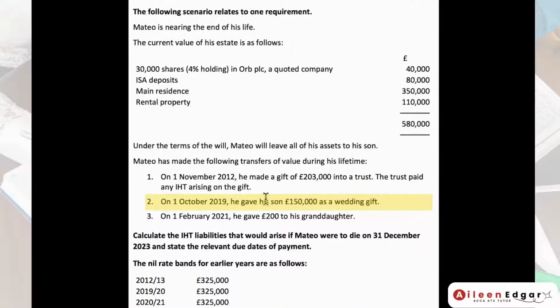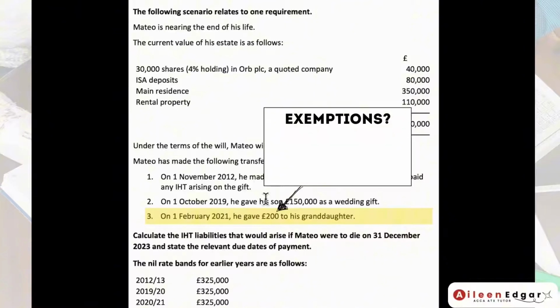What about the gift to the granddaughter? £200. Quite a small amount, isn't it? Is there any particular exemption that is jumping into your mind about this? What about small gifts? There's a small gifts exemption in inheritance tax. Does this fall into it?